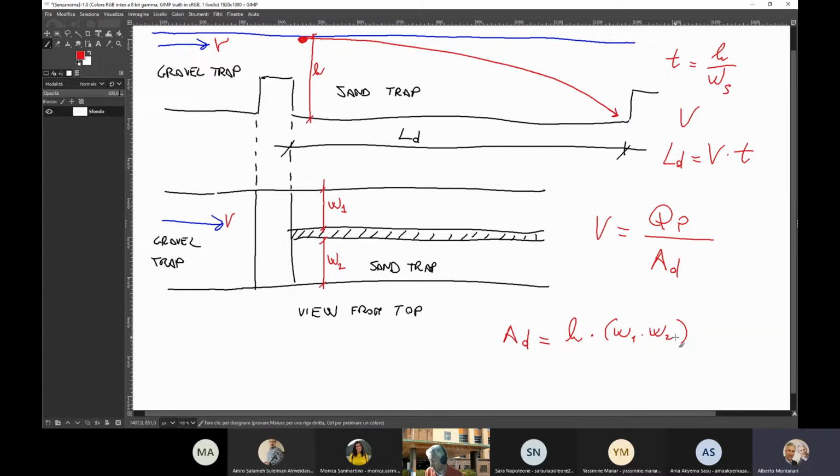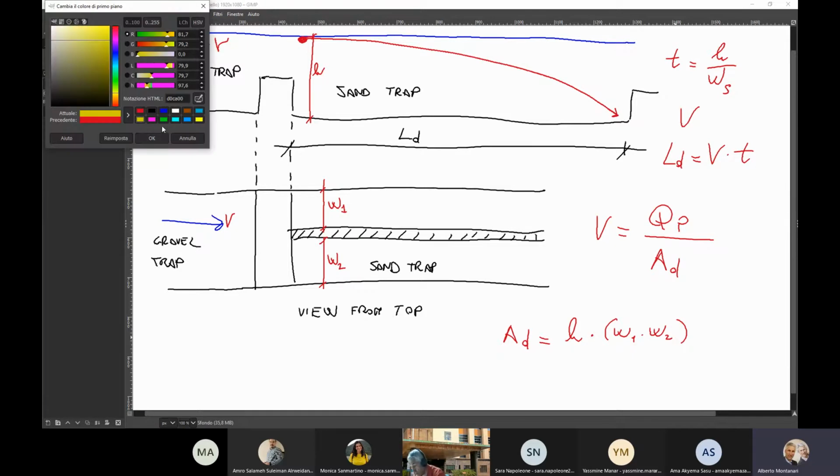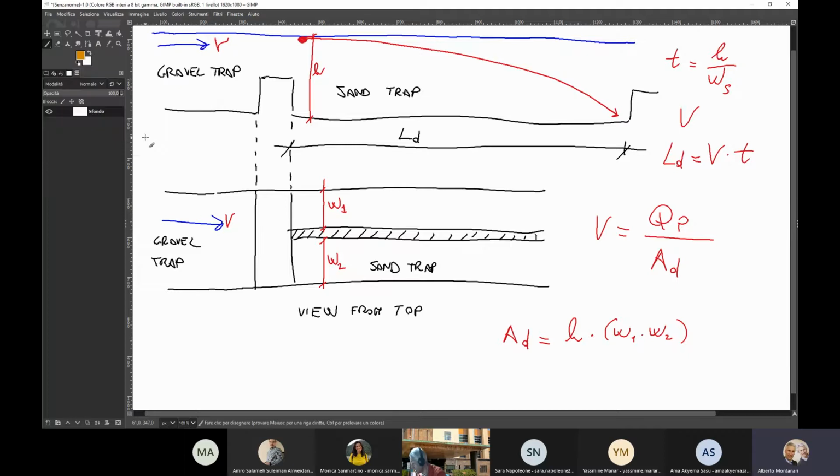So what we need to do is first assume a value for W, which is given by environmental constraints. So what you have to do is to start with a guess value.